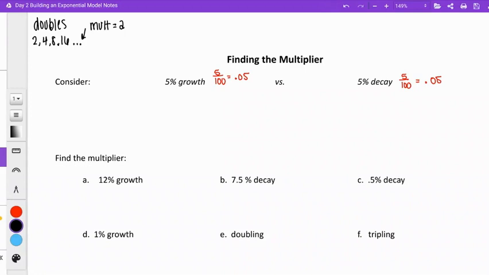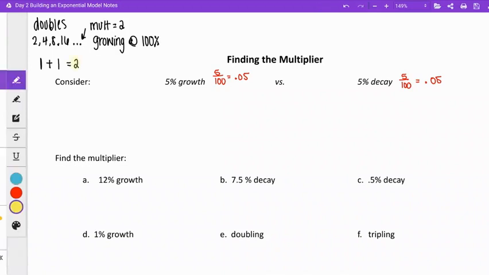If the multiplier is 2, that means that it's growing at a rate of 100%. So how do you get the number 2 from your initial value to your new value, right? Well, let's start with the number 1. If we start with the number 1 and we grow at a rate of 100%, we then get the number 1 in return. 1 plus 1 gives you 2.